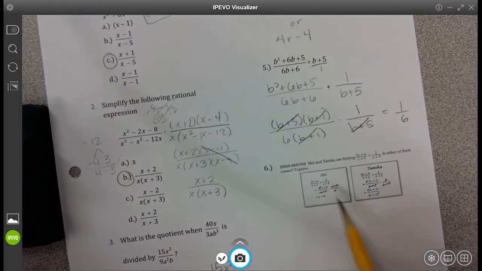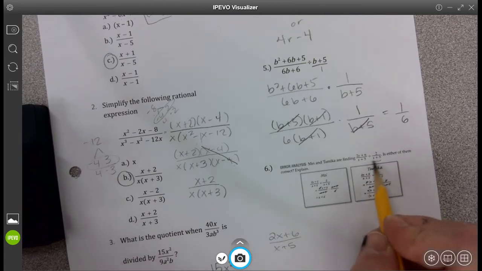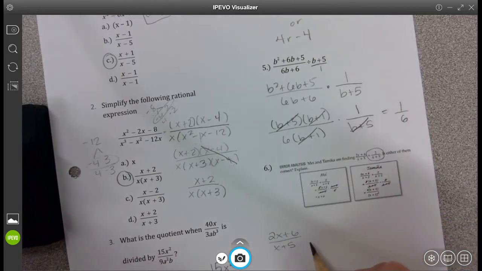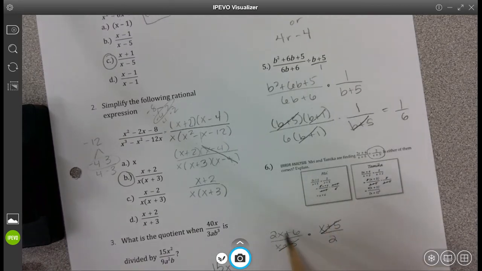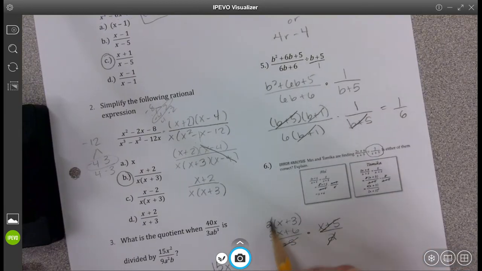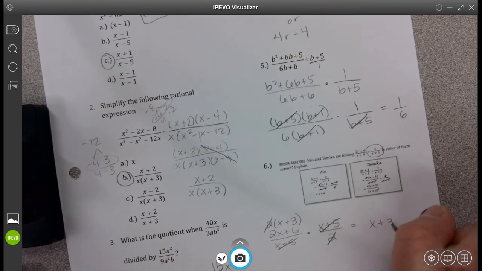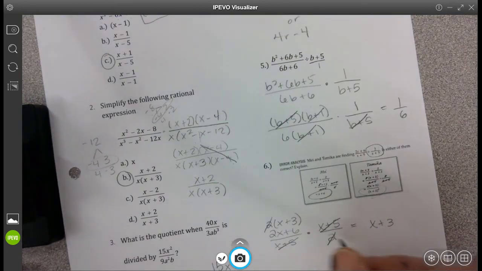All right, this one's a little hard to see, but it says, May and Tamika are finding 2x plus 6 divided by x plus 5 is divided by 2 over x plus 5, which means it's times x plus 5 over 2. Well, immediately we can see these reduce. But here we also see there's a GCF of 2. So the 2 simplify, and you're left with x plus 3. This does not say x plus 3, it says x plus 6. This does not say x plus 3 either. So are either of them correct?